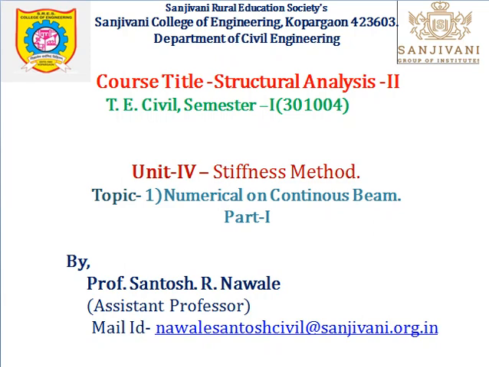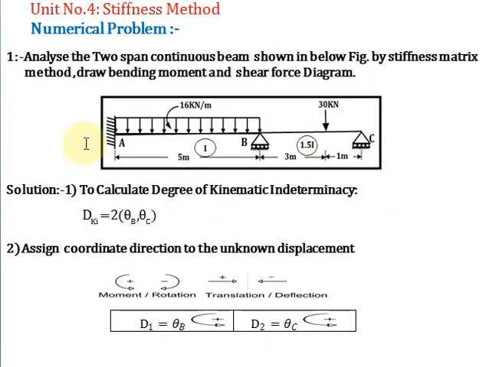Hello everyone. In this video, we are going to see the numerical on continuous beam in unit number 4, stiffness method, for the subject Structural Analysis 2. This is the first numerical. The statement of the numerical is: analyze the two span continuous beam shown in the below figure by stiffness matrix method, draw bending moment and shear force diagram.